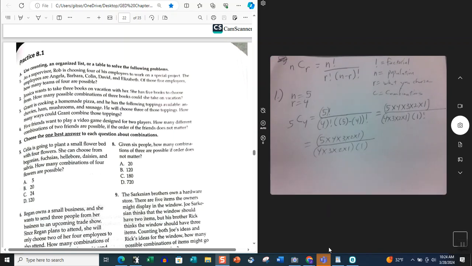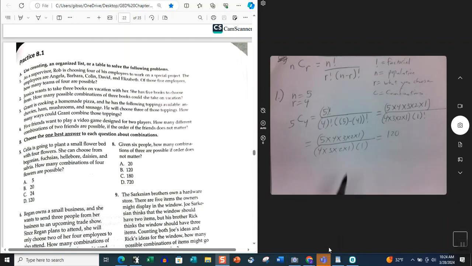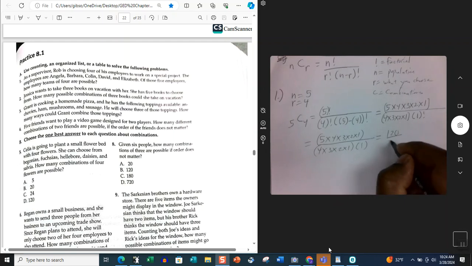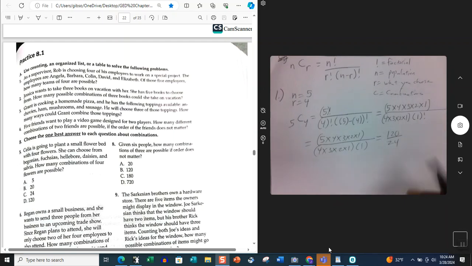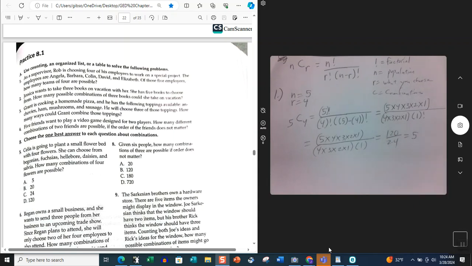Okay. Now, we have these values. When we multiply this out, this will give us 120. When we multiply this out here, 4 times 3 is 12, times 2 is 24, and times 1 would still give us 24. So 120 divided by 24 is just 5. So we have 5 possible teams of 4 that you could have for problem number 1.